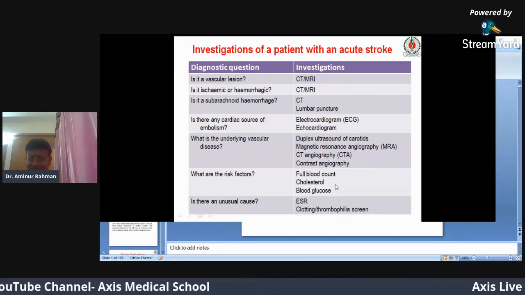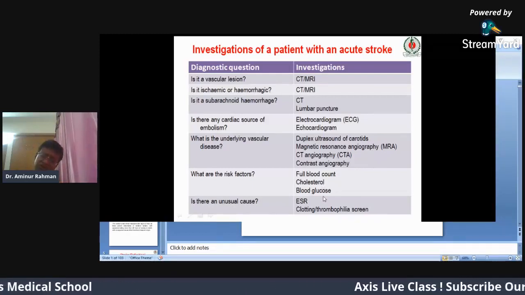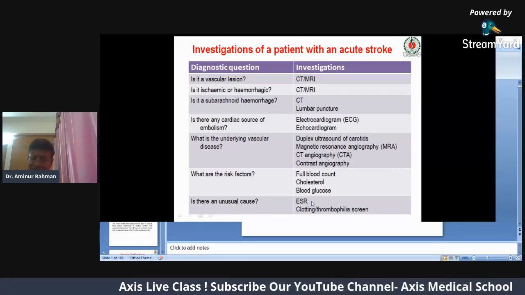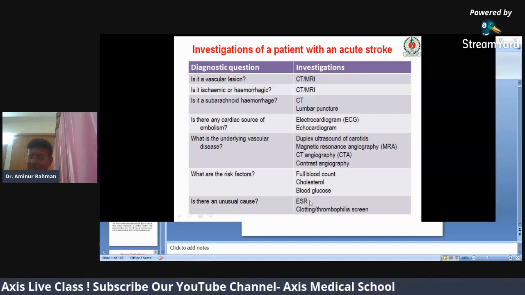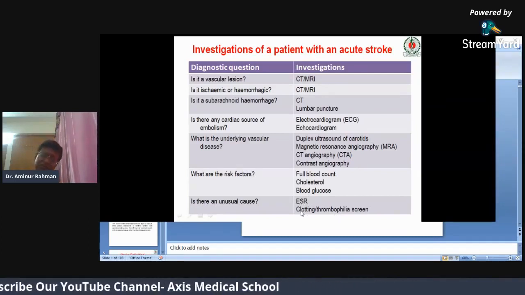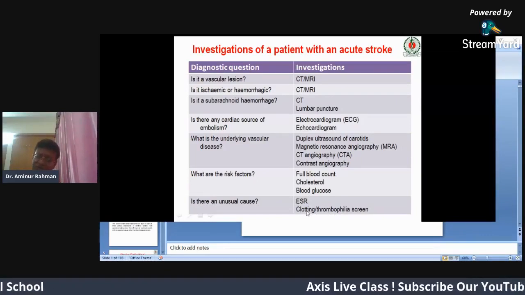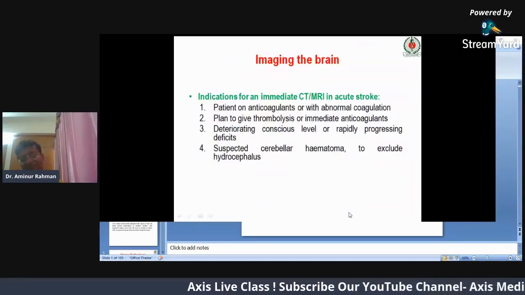And what are the risk factors? Full blood count, cholesterol, blood glucose. And for unusual causes: ESR. ESR is for vasculitis, like SLE, and we also go for clotting and thrombophilia screening.